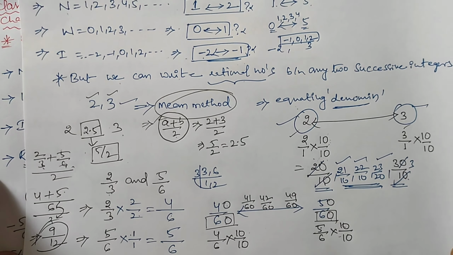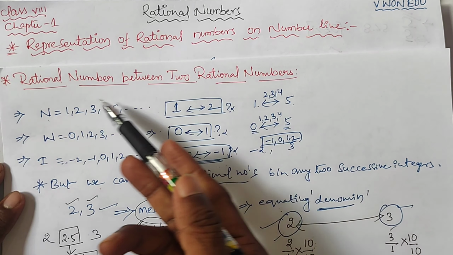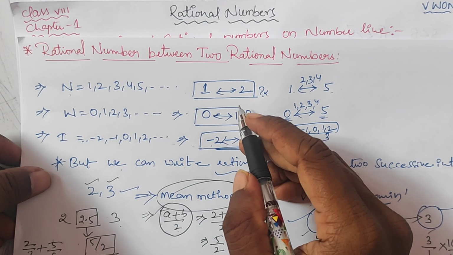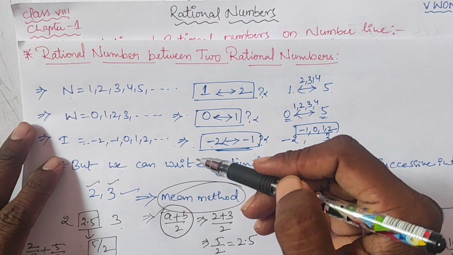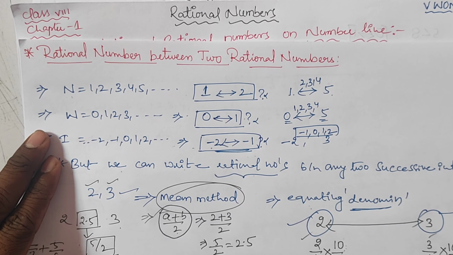So this was about the introduction of representation of rational numbers on the number line and rational numbers between two rational numbers. That is today's class. In the next class we'll start exercise 1.2. I hope you got it. Thank you so much.